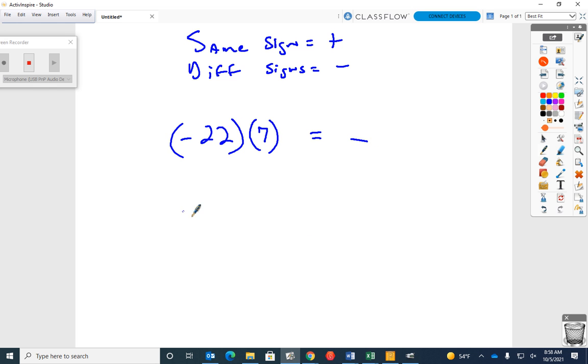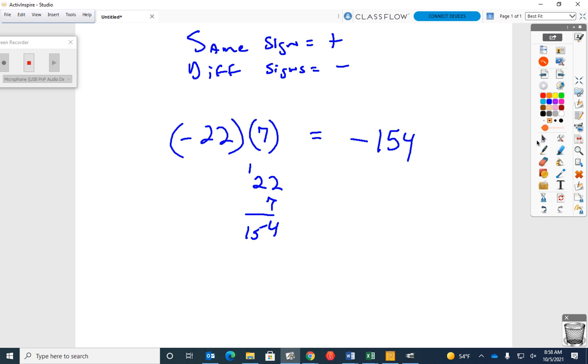Okay? Now let's do the multiplication. 22 times 7. What's 2 times 7? 14. Carry my 1. 2 times 7 again. 14. Plus 1. 15. Okay, so what would my final answer be? Negative 154. Okay? How easy is that? Easy, right?